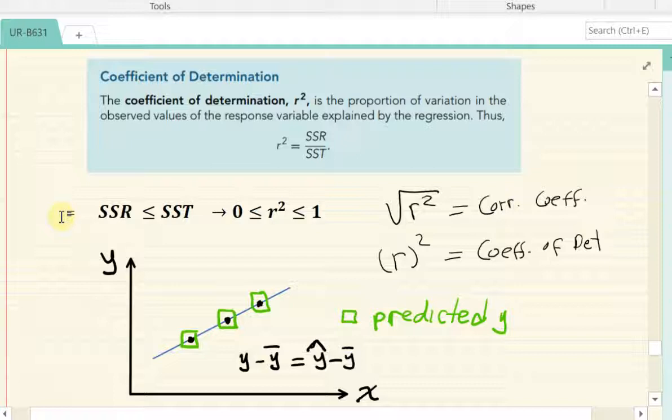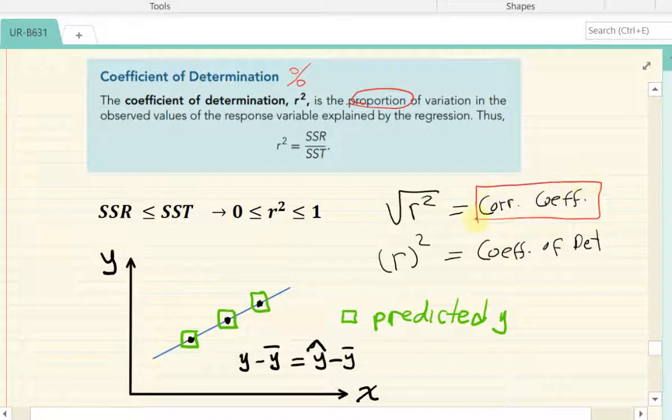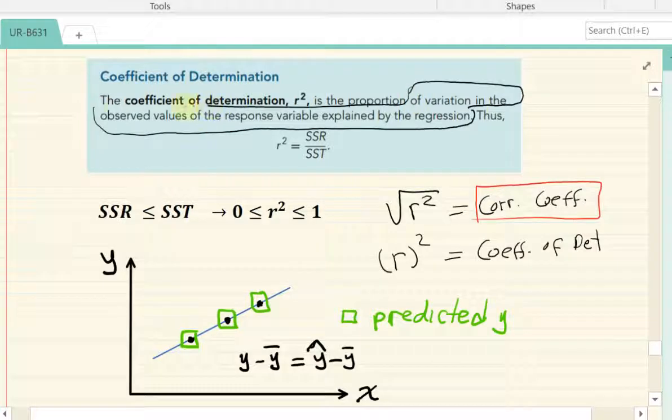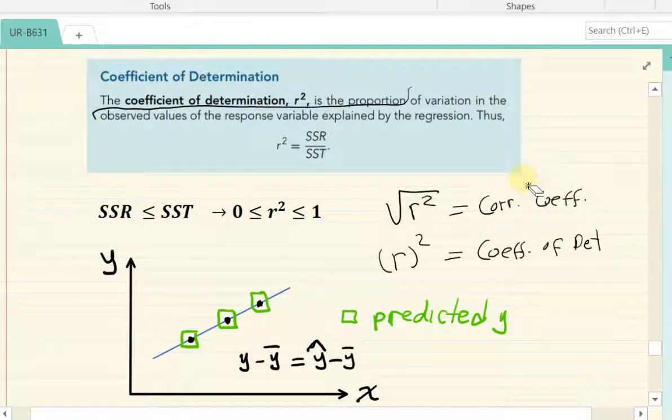Now, the coefficient of determination is a percent. It's a proportion, so this is actually a percent, whereas the correlation coefficient is not a percent. It's just a decimal, although they are related together in this manner. So again, the coefficient of determination will be a percent. And what percent exactly is it of? It's right in here. It's the percentage of all of that. That is what R squared is. Okay, and I think we are good with this.